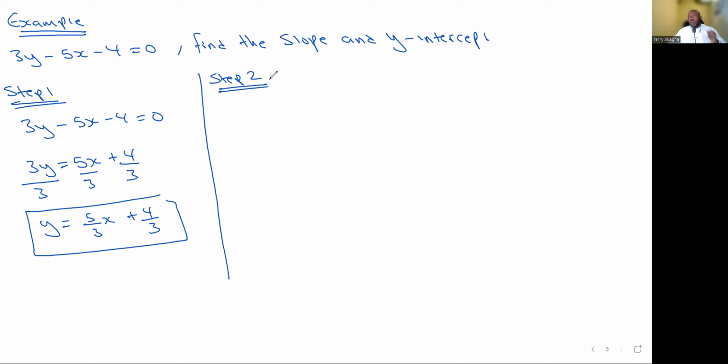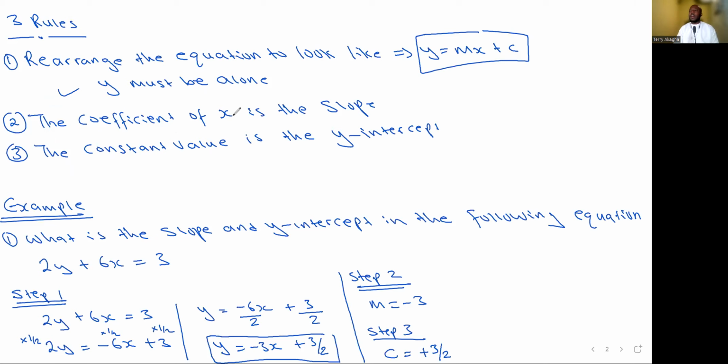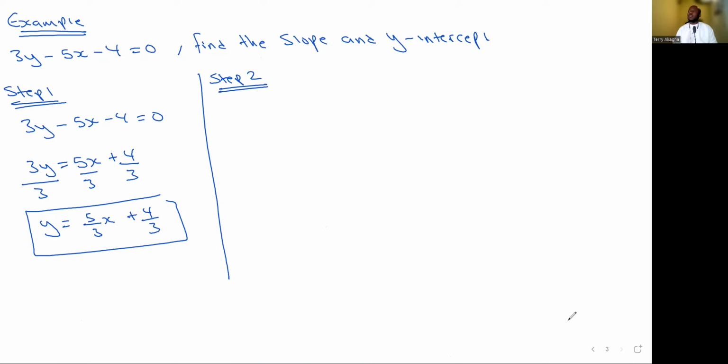Now, step 2. Okay, step 2 is that we need to find the what? The slope. All right, we need to find the slope. Now, if you look back, it said the coefficient of x is the slope. So where's our x here? This is our x. So the number in front is the slope. So m is equal to 5 over 3. And this is the slope or the gradient.